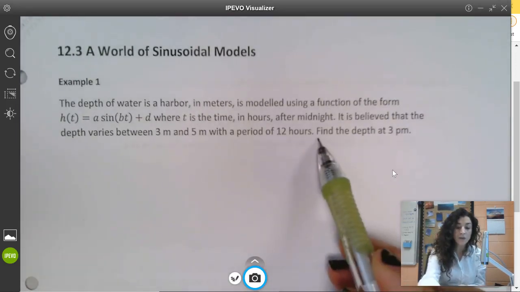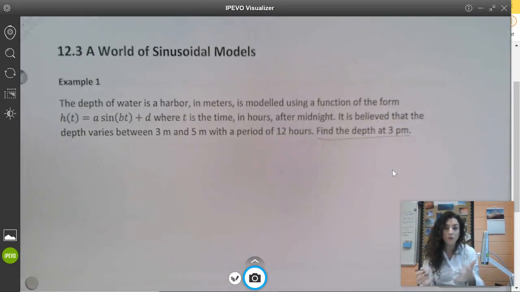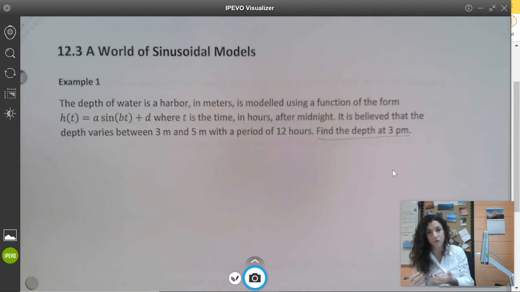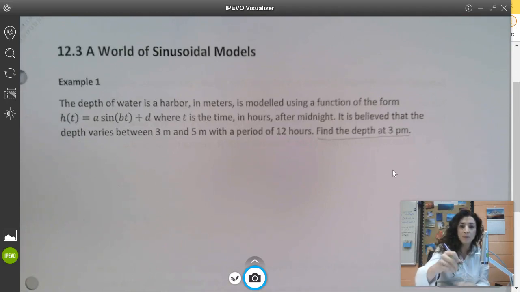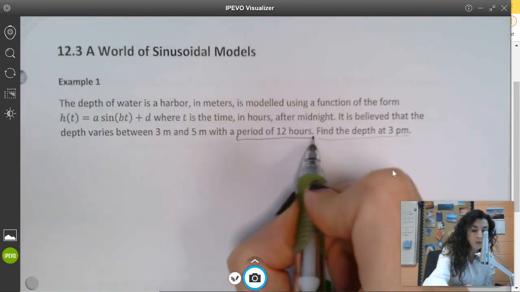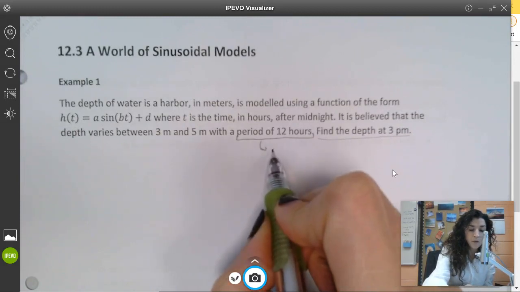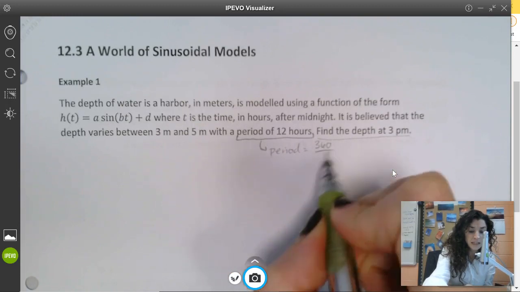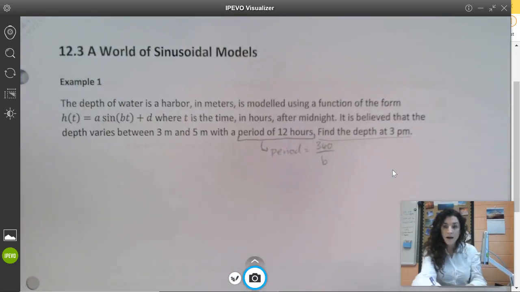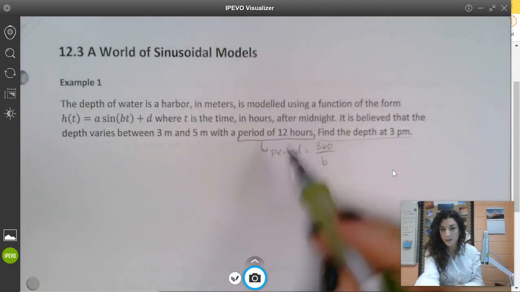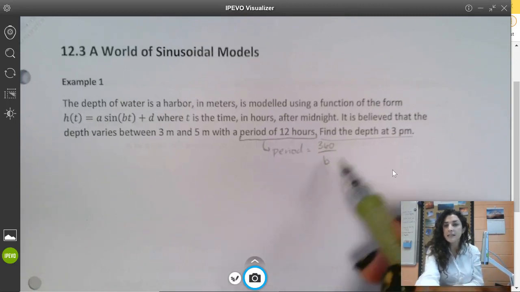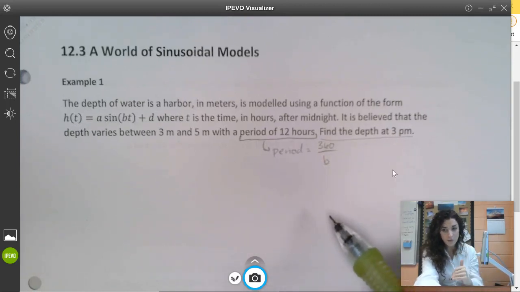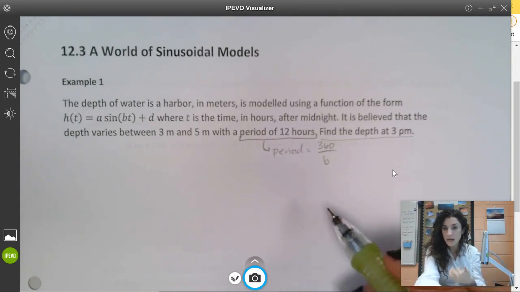So in order to find the depth at 3 p.m., we need to first have an equation that represents this relationship. We were told that the period is 12 hours. That'll be great for B. We know that our period is equal to 360 divided by B, and since our period is 12, we'll be able to plug that in over there. It says then that the depth varies between 3 and 5 meters, which means our minimum y value is 3 and our maximum y value is 5.